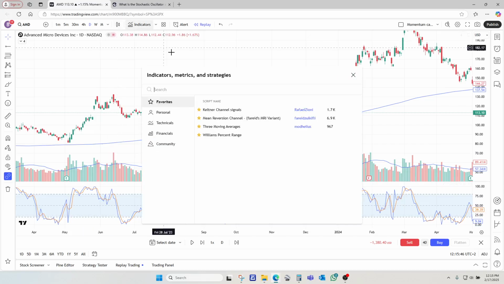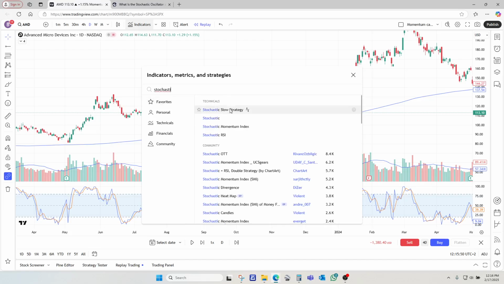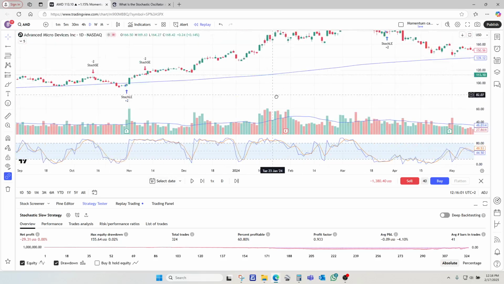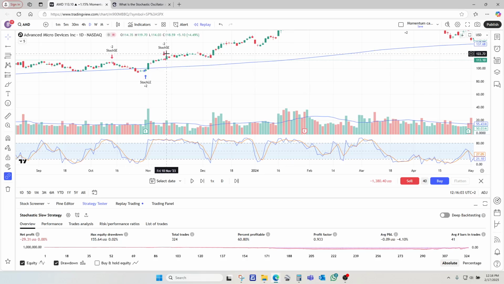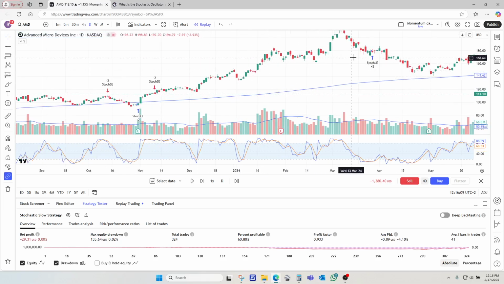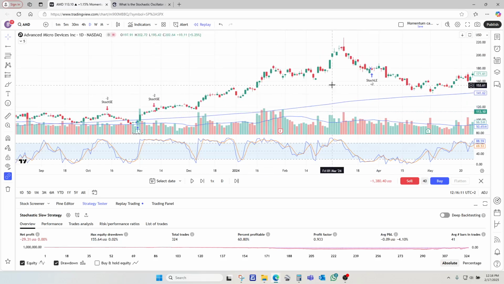There are strategies here. Stochastic. So we have a stochastic slow strategy, and then you have a tester here. As you can see also, I don't know what the period is, but it did not make any profit. And you can see it as you go. So we bought here, we sold here. This strategy gives you also short signals. So here it shorted and it went out here. So this is a big loss.